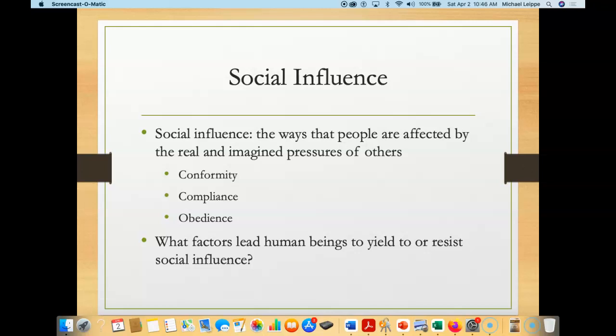So social influence, basically the ways that people are affected by the presence of others, real or imagined, includes such domains as conformity, compliance, obedience, and we'll talk about all three of those forms of social influence. So we'll answer the question, what leads people to yield to or resist the influence of other people?